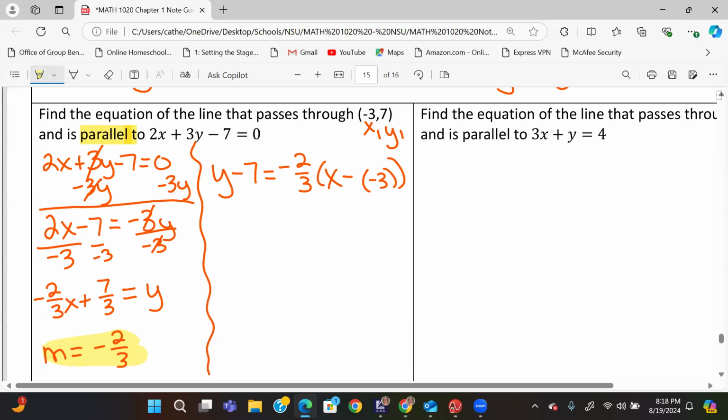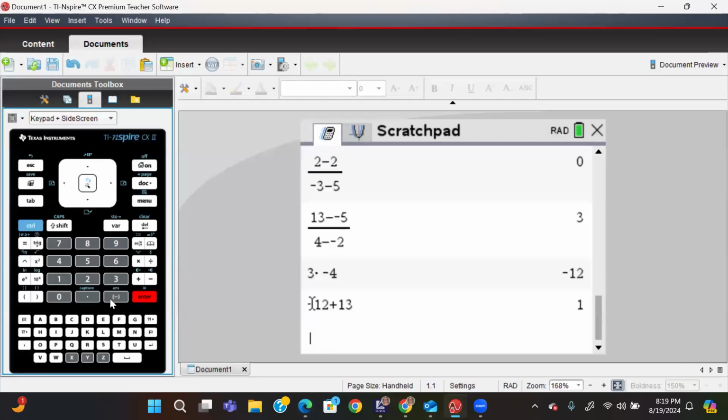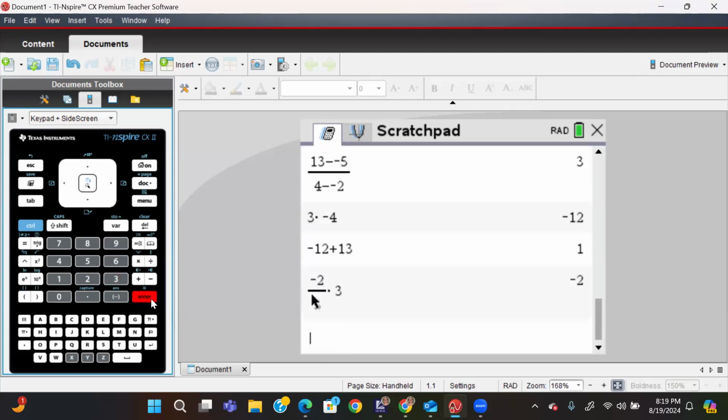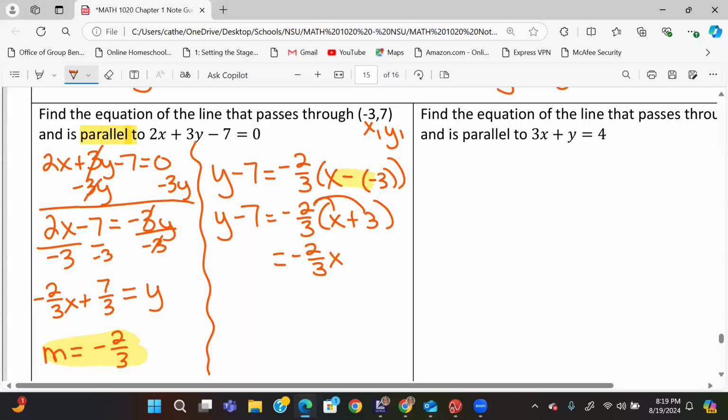So we're back to any kind of double negative. So we do have one set. That's going to become a plus. That's going to be x plus 3. From there, we're going to distribute, multiply that -2/3. So it's -2/3 x. Then I want to flip over to the calculator. So I have a -2/3 times 3, which gives me a -2.